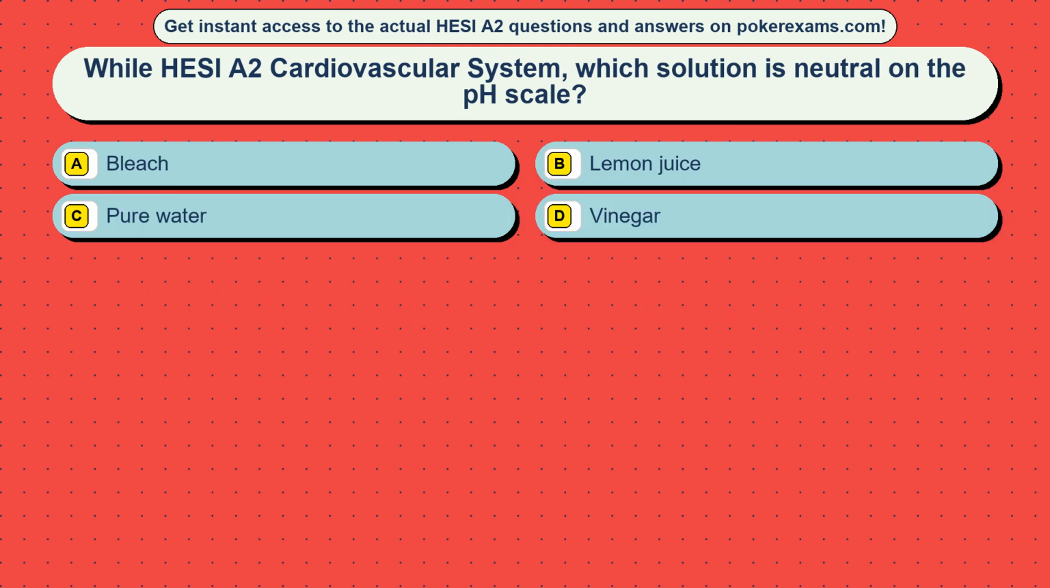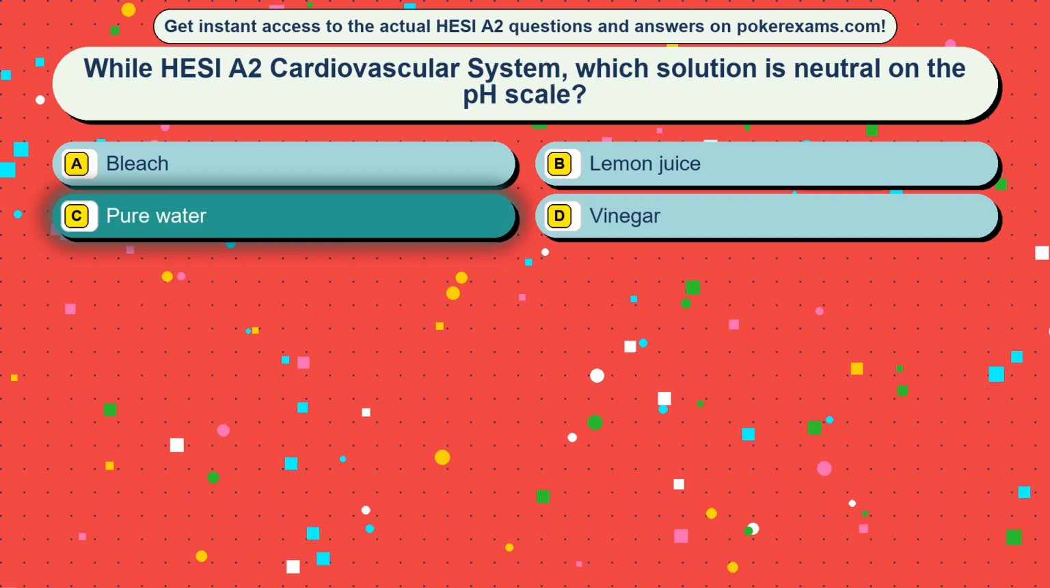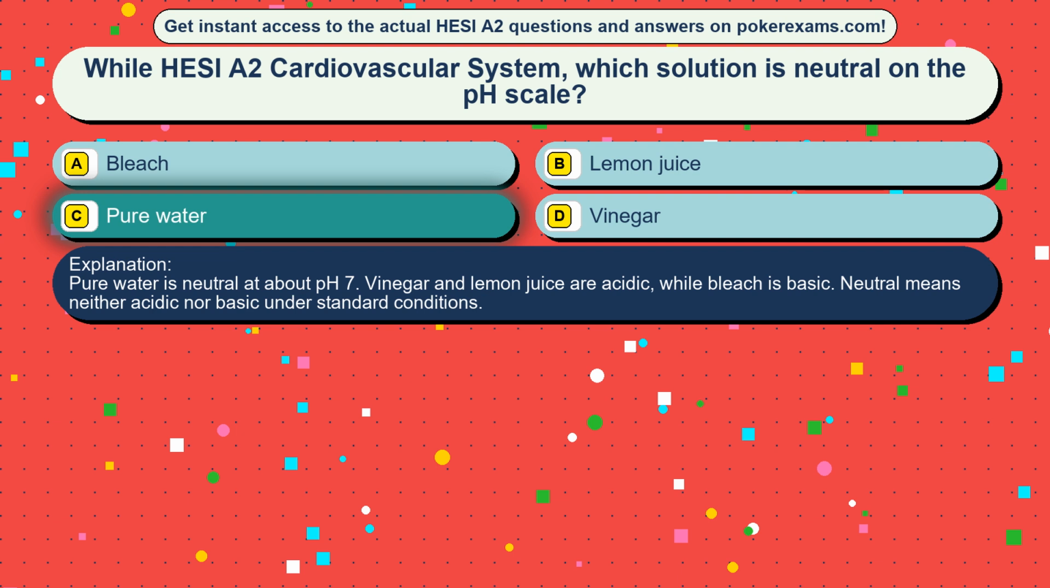Question 7. While HESI A2 cardiovascular system, which solution is neutral on the pH scale? Option A, bleach; option B, lemon juice; option C, pure water; option D, vinegar. The correct answer is option C, pure water. Pure water is neutral at about pH 7. Vinegar and lemon juice are acidic, while bleach is basic. Neutral means neither acidic nor basic under standard conditions.